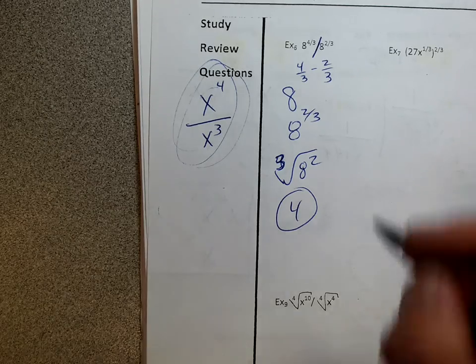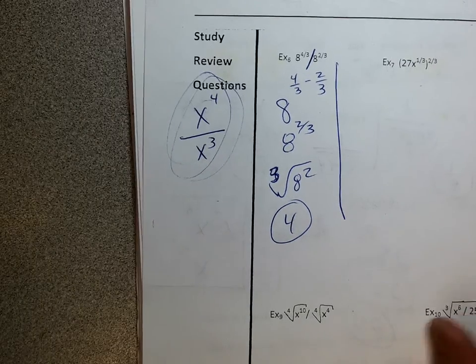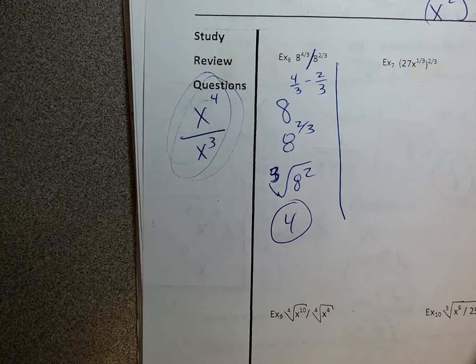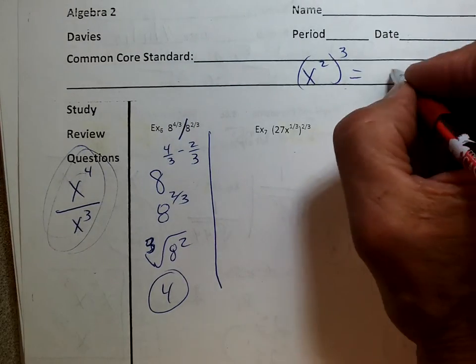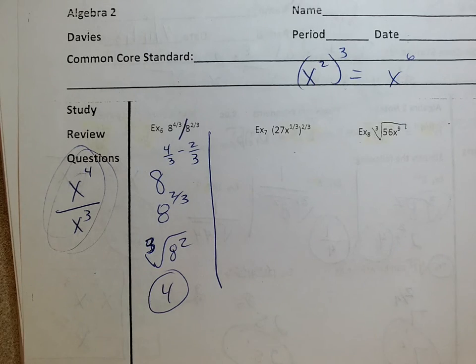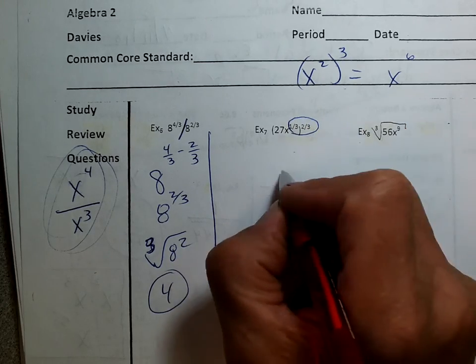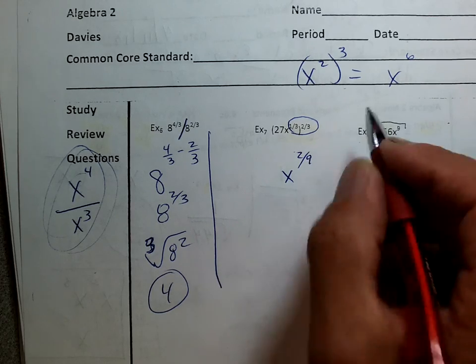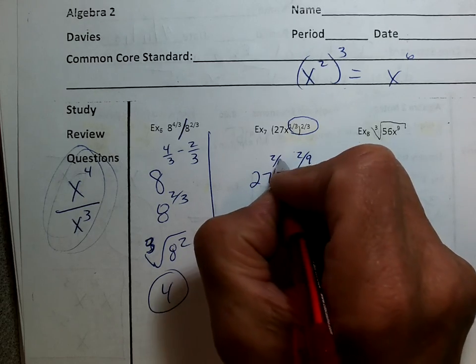So then, example 7. Let's do a little side work. You know, if you had x squared cubed, hopefully you say, Mr. Davies, that's x to the 6, because when you do an exponent to an exponent, you multiply, right? So we'll do the same thing. Let's go and make this x to the 2/9, and we'll do a 27 to the 2/3.